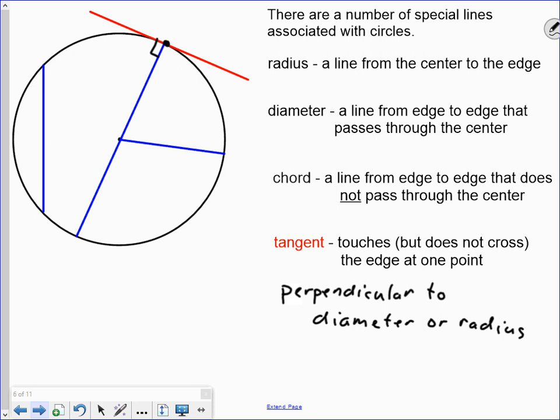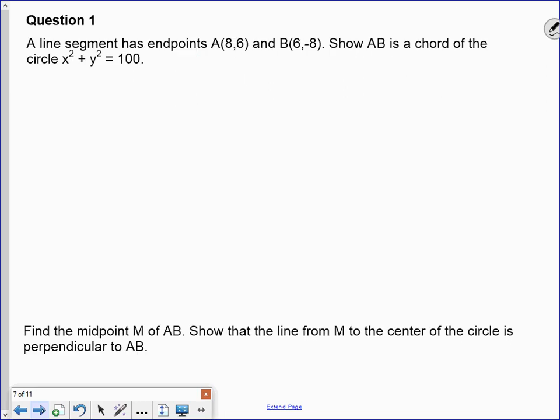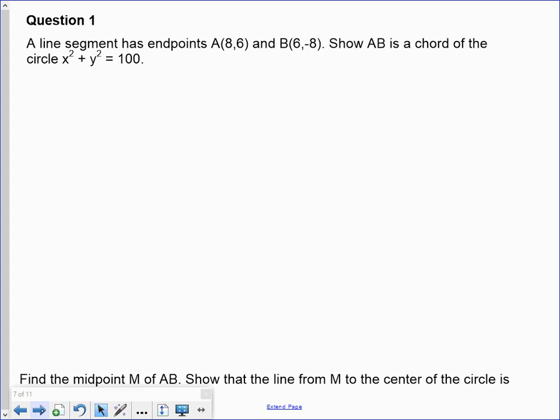So with these definitions out of the way, let's take a look at some of the problems you might be asked involving these lines and circles. Here's our first one. We are told that a line segment has endpoints A and B. A is at (8, 6), and B is at (6, -8). They want us to show that AB is a chord of the circle x squared plus y squared equals 100.